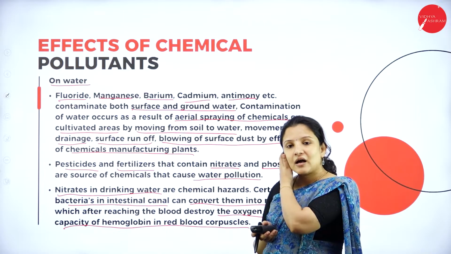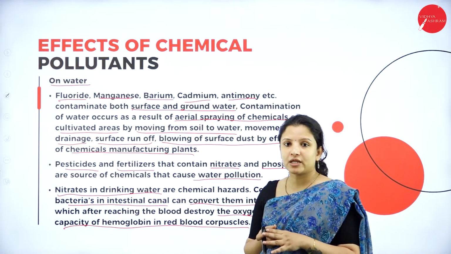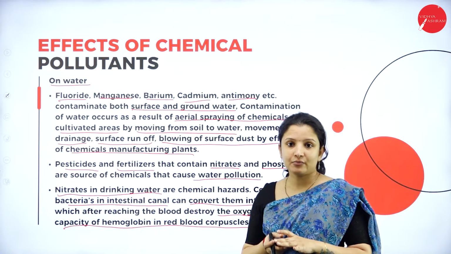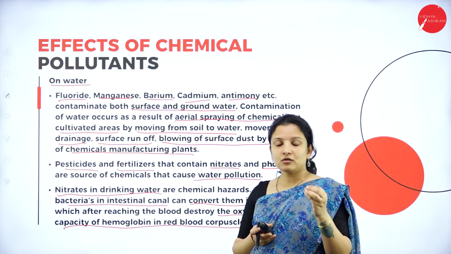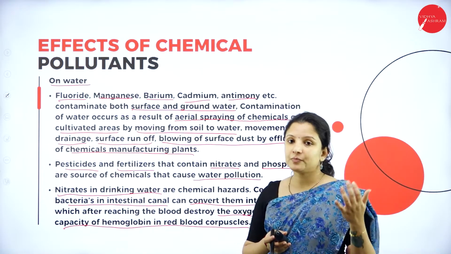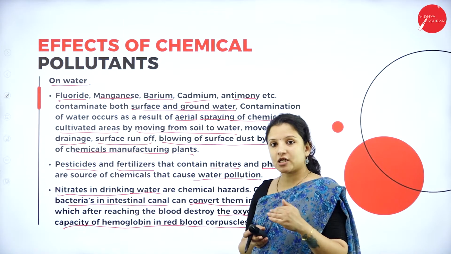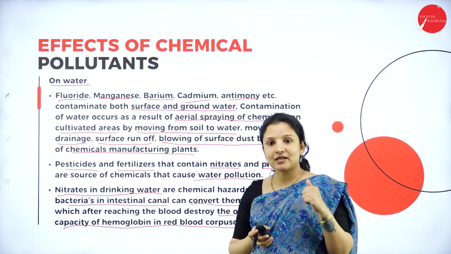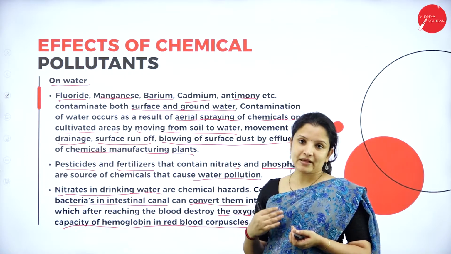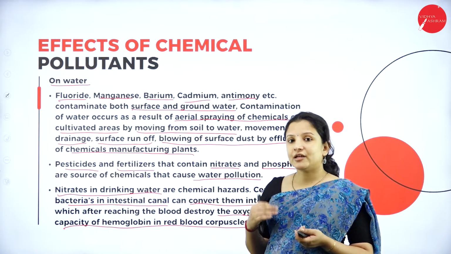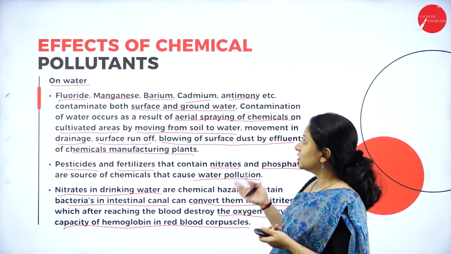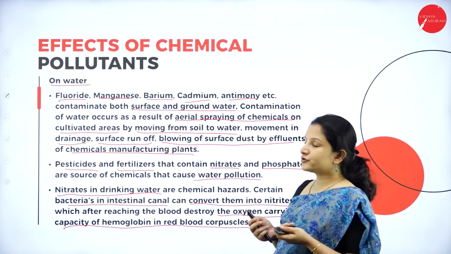We all know that there is blood present in the body, which is made up of RBCs and WBCs, and RBCs are very important because they contain a protein called hemoglobin, or heme, which carries oxygen from the lungs to different parts of the body. So if that itself gets affected because of drinking water contaminated by nitrite, it will decrease the oxygen carrying capacity of the hemoglobin in the RBCs, and therefore cause a lot of respiratory related disorders and also some other health issues. So these are some of the effects of chemical pollutants on water.